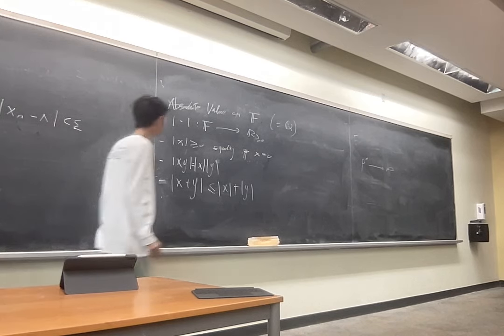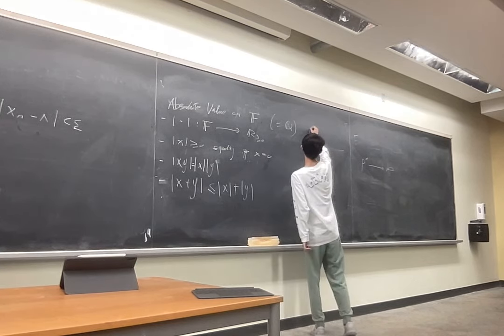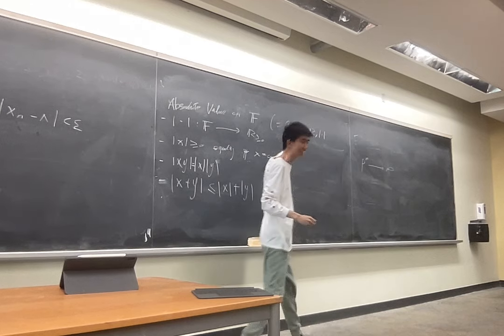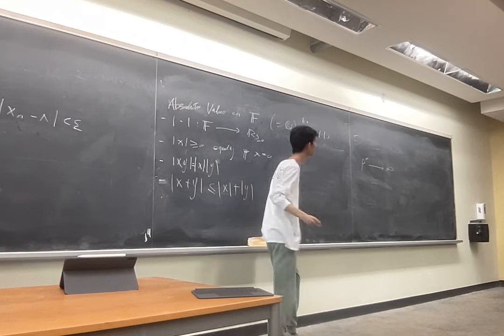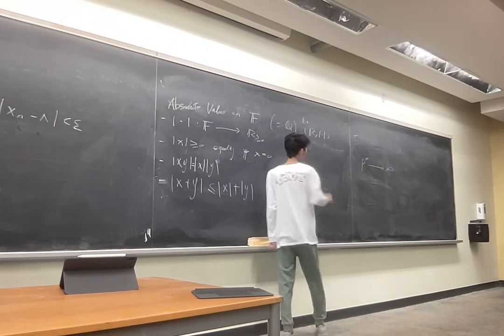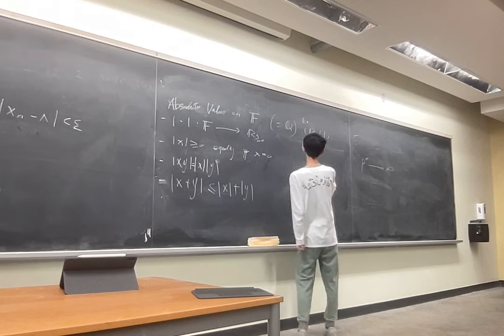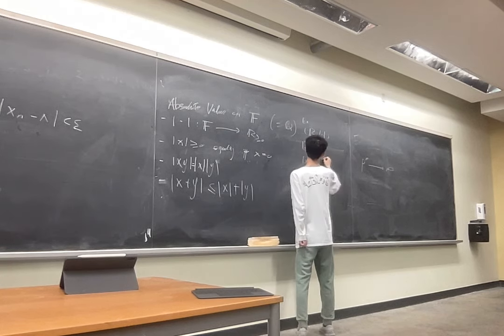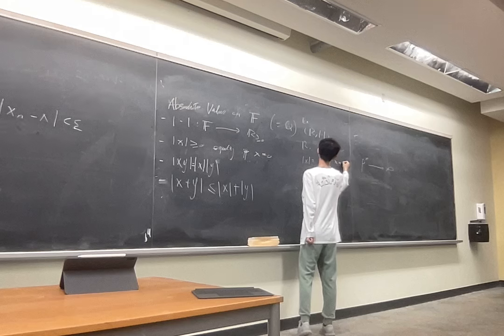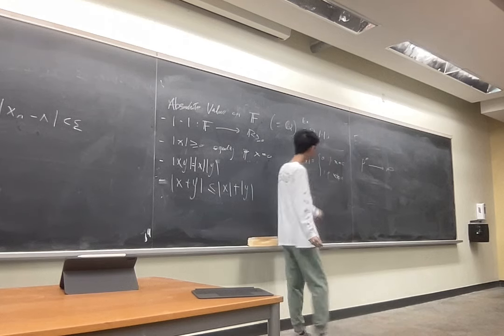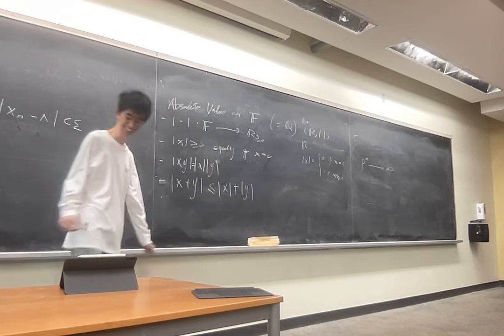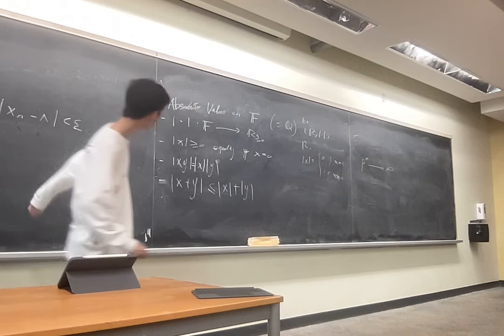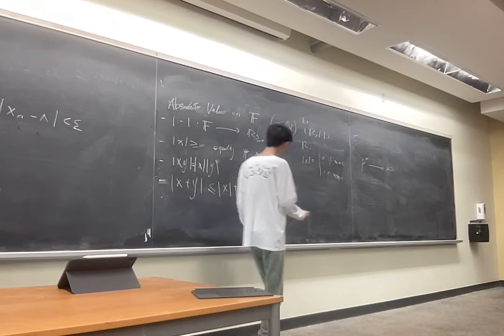So, example. You can check R with the usual absolute value is a field with absolute value. Another example is R with the trivial absolute value. We take any element, |x| equals 0 if x is 0, and 1 if x is not 0. This is also an absolute value, if you want to check. And that generates a trivial topology, so nobody cares, basically. That's too trivial.